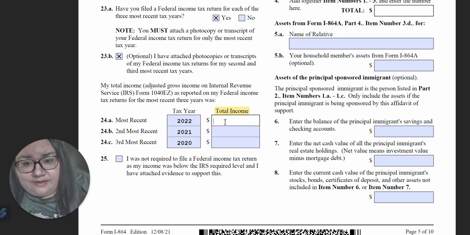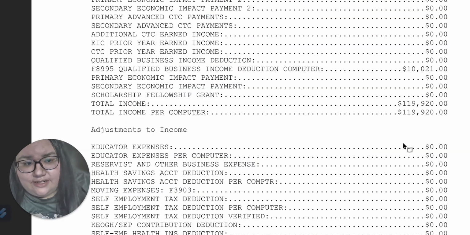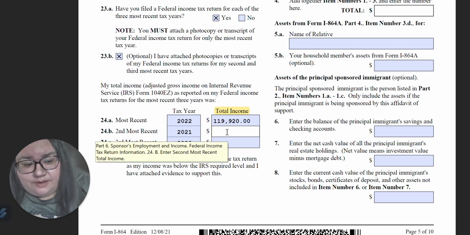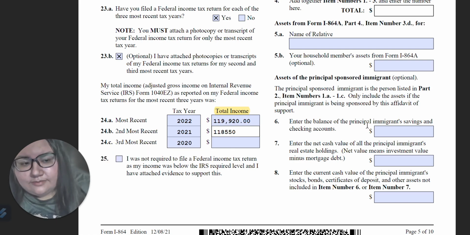And let's say I looked up the other 2 years. I looked up a year for 2021 and it was about the same thing. Let's say it was 118,550. And then let's say that 2020, he was earning a little bit less, and we'll put 116,250. All right. So we filled out these 3 total income boxes for the last 3 years.